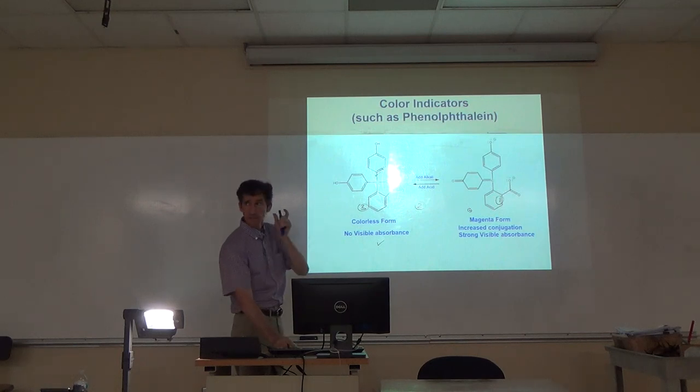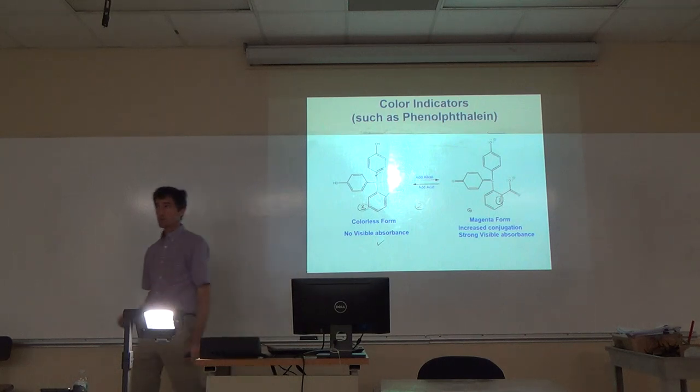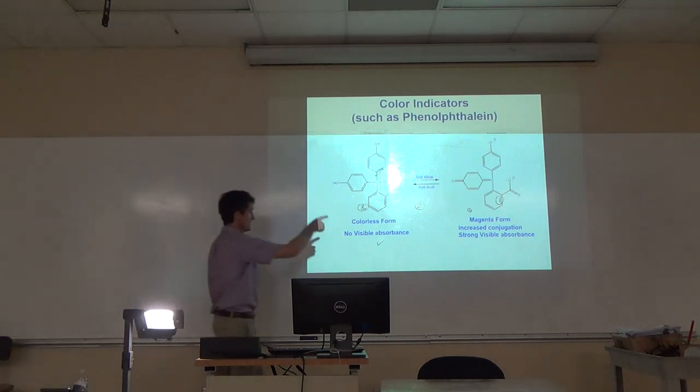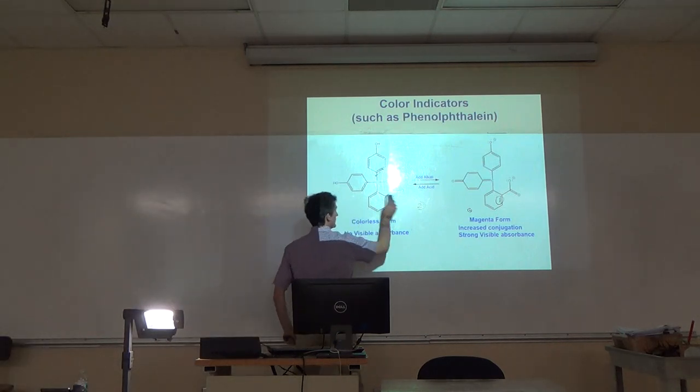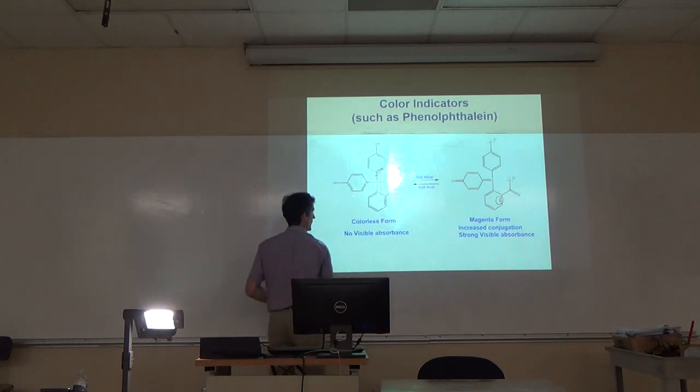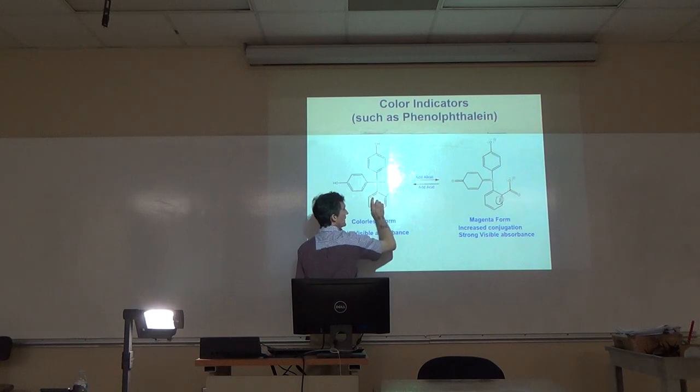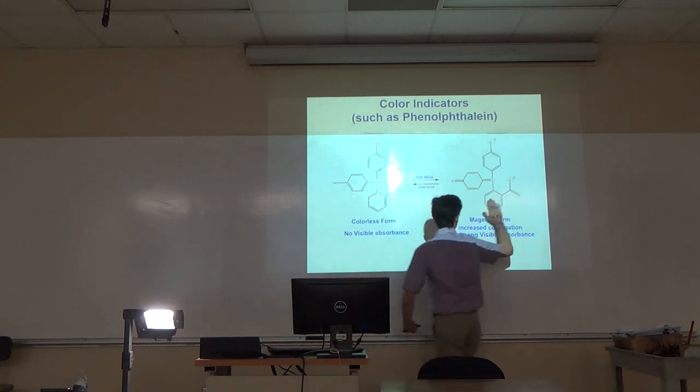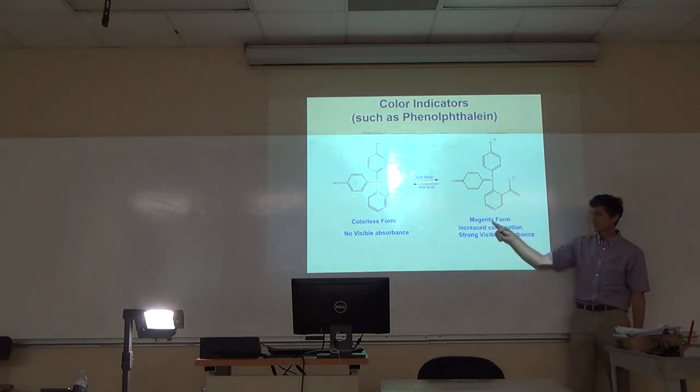Did you use any indicators in Gen Chem to do titrations? Sometimes one in certain pH is colorless, and then the other, like basic, it becomes colored or something. Acid-base indicators. Phenolphthalein. Colorless form under basic conditions. I'm sorry, under acidic conditions. But under basic conditions, it becomes magenta.